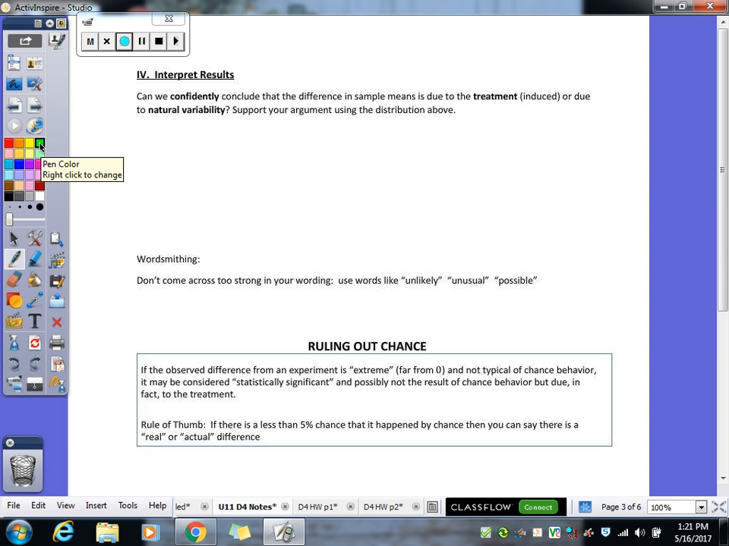interpreting that 5%, can we confidently conclude that the difference in the sample means is due to the treatment or due to natural variability? Support your argument using the distribution above. So since it occurred only 5% of the time, we call that an unusual value.